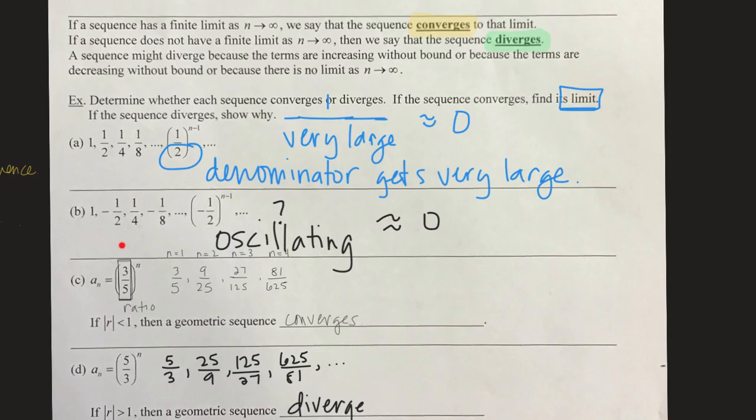Okay, so if we have a geometric sequence, notice these are all geometric sequences because it's some ratio times the other one. When it has a ratio, then we're going to have convergence if your ratio is less than 1. So as long as that number we're multiplying by is less than 1, our sequence is going to converge. And if it doesn't, our sequence is going to diverge.